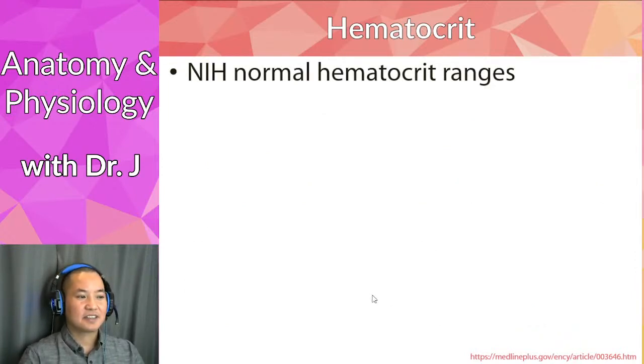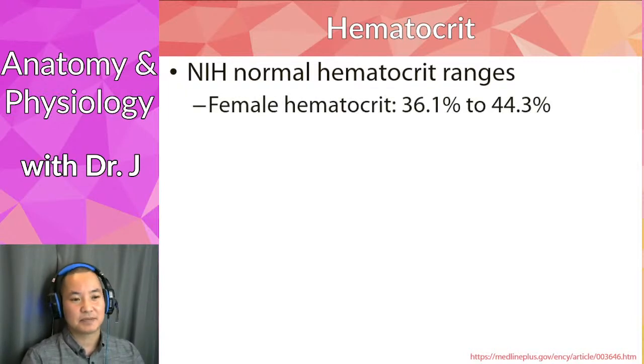Now, hematocrit, in the previous picture we showed, I'm trying to find where OpenStax got its normal hematocrit ranges. I am going to use the National Institutes of Health's normal hematocrit ranges as a basis. Based on their studies and their metadata, the female average normal range of hematocrit is around 36.1 to 44.3. And again, this is talking about young adult females, and we're not talking about changes in hematocrit over time. We're just talking about, for example, someone in their 20s who doesn't have any other underlying conditions.